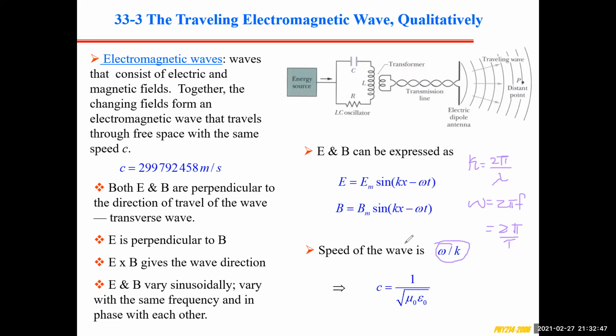But when you're dealing with an electromagnetic wave, the wave speed is what we call the speed of light, and it has an expression which we're going to touch upon, which is equal to 1 over the square root of mu naught epsilon naught.